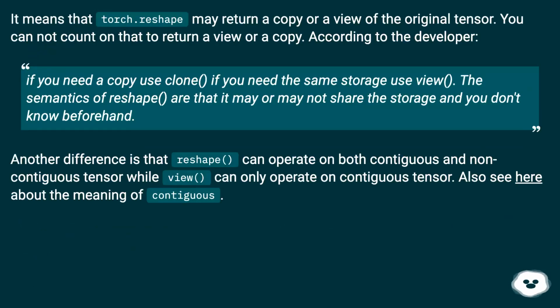It means that torch.reshape may return a copy or a view of the original tensor. You cannot count on that to return a view or a copy. According to the developer, if you need a copy, use clone. If you need the same storage, use view. The semantics of reshape are that it may or may not share the storage and you don't know beforehand. Another difference is that reshape can operate on both contiguous and non-contiguous tensors while view can only operate on contiguous tensors. Also see here about the meaning of contiguous.